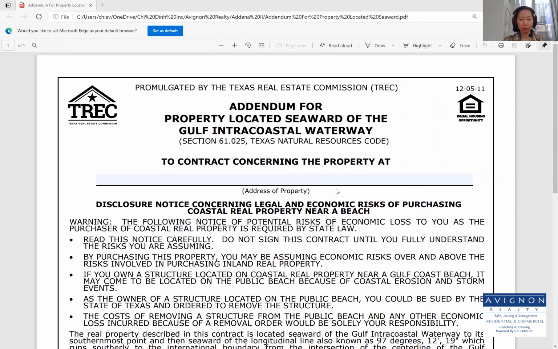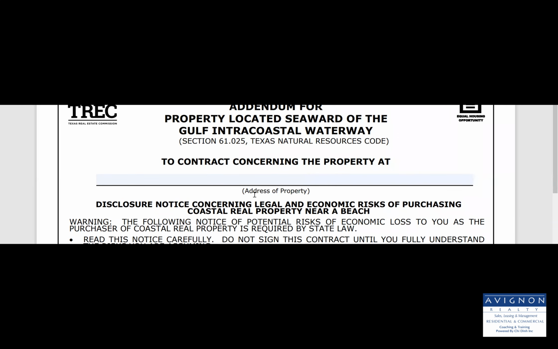And today I will be going over the addendum promulgated by the Texas Real Estate Commission for property located seaward of the Gulf Intercoastal Waterway. And this is from Section 61.025, Texas Natural Resources Code. To contract concerning the property at the address of the property, we need to go into this line here.